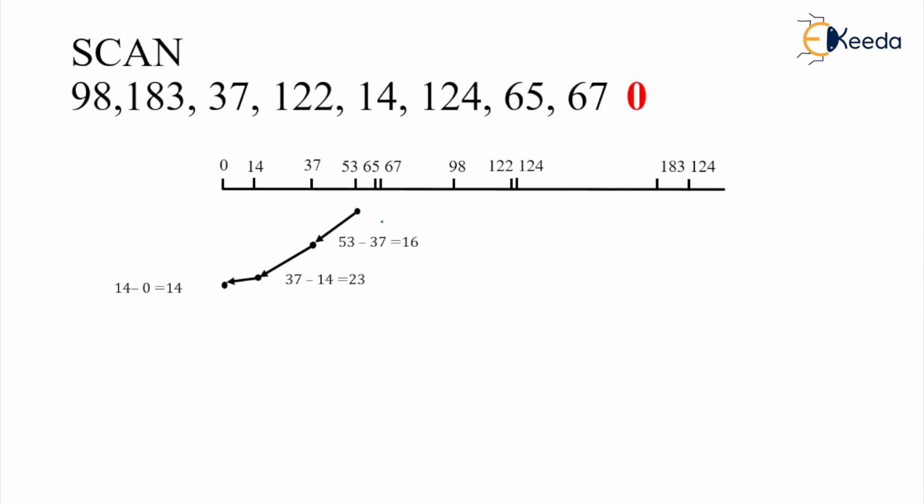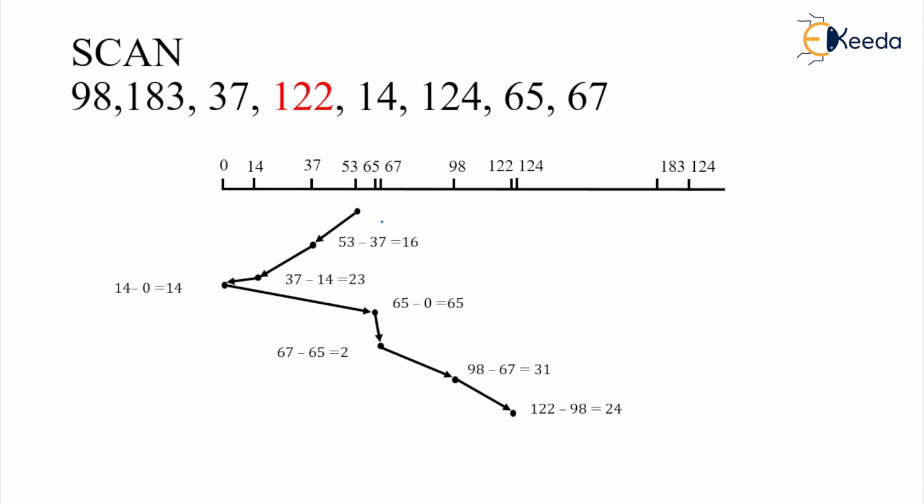Then all the way it will go to 0; it will reach the one end. And then it will reverse the direction after servicing, and in the reverse direction, from 53, 65 will be the next that it will serve, and then it will move to 67, and after 67 it will move to 98. Finally the next request in that direction is 122, then 124, and finally it will move to 183, and that ends its movement.